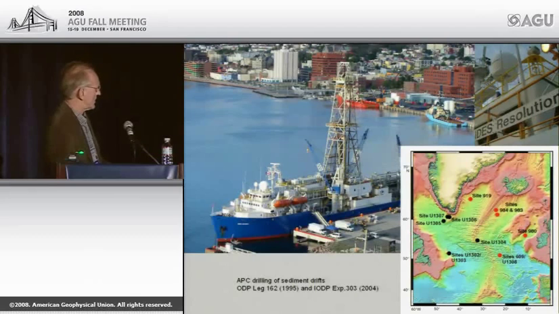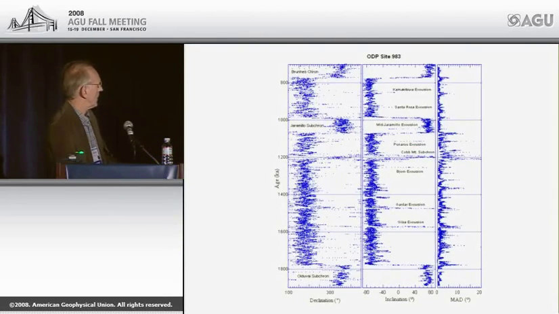Most of the sites that I'll discuss here were sampled during one ODP leg in 1995 and an IODP leg in 2004. And some of the sites I discussed, the locations are shown here, mainly in the North Atlantic. This is one such record. This is declination, inclination, this MAD value here, which is the statistic we use to tell us how well we're defining the magnetization component.